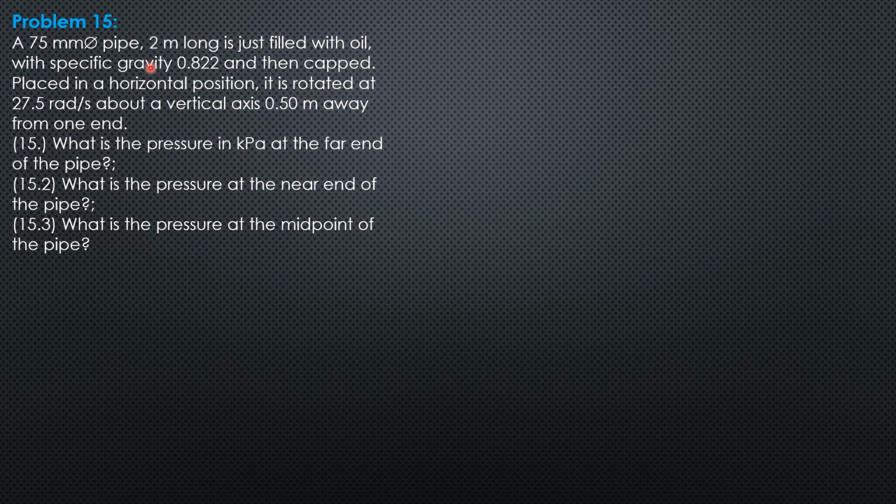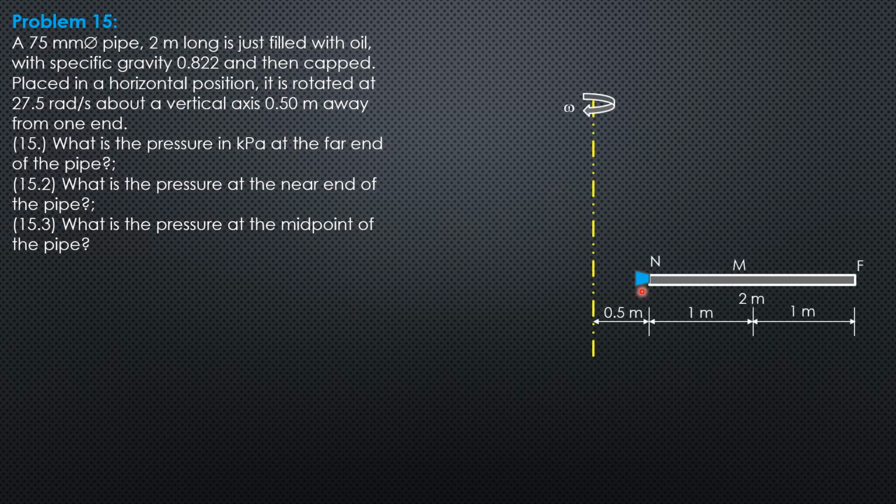So to help analyze this problem, let's draw the figure first. We have a pipe which is 2 meters long, capped at one end. There's no mentioned pressure initially, so it is assumed to be zero. Then it is rotated about an axis 0.5 meter from one end. So therefore, the far end is 2.5 meters from the axis.